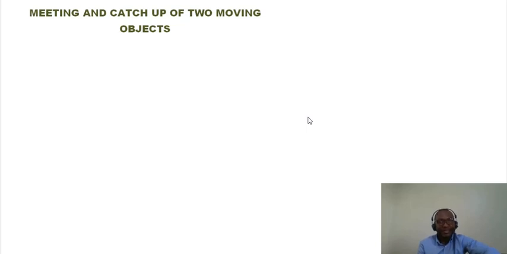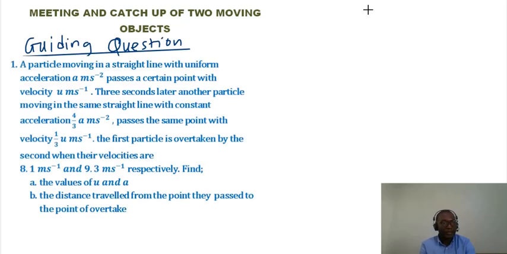For now, let's get started with a guiding question. A particle moving in a straight line with uniform acceleration a meters per second squared passes a certain point with velocity u meters per second. Before we continue here, let us have a sketch.